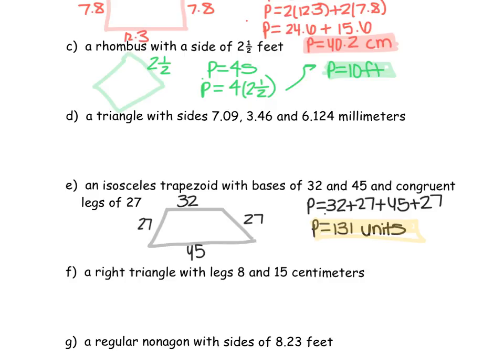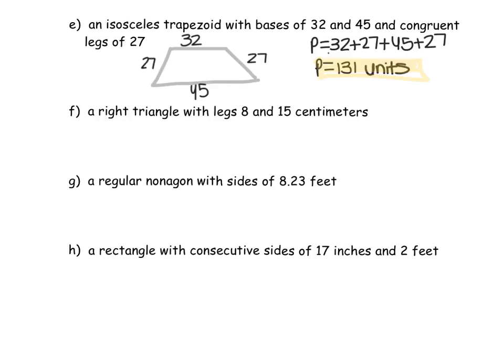Now, this is going to get a little trickier. We always have to keep in mind that we're doing perimeter, so we're looking at the outside of the shape. If we look at F, a right triangle with legs of 15 and 8, the first thing we have to do is use the Pythagorean theorem to find the hypotenuse. That way we're able to then add the three sides of the triangle together to get the perimeter.